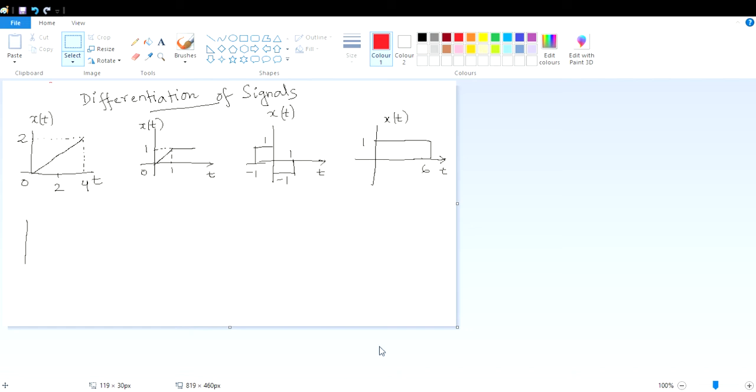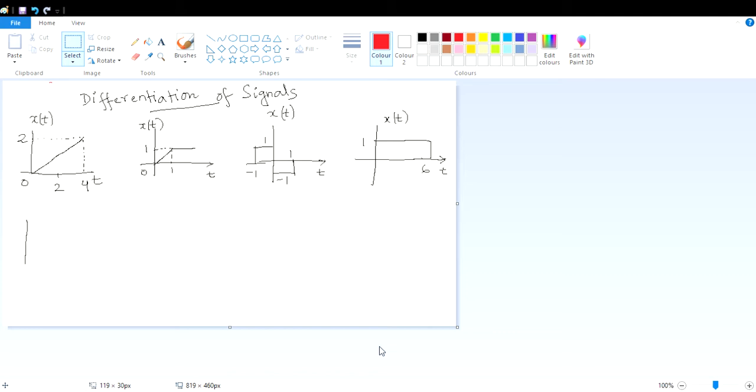Hello everyone. Today we are going to discuss differentiation of different signals. Now we know if we want to differentiate, we have to write the mathematical expression and then differentiate it, and then again we have to draw the figure or the diagram from the mathematical expression. We can do that process, I think.